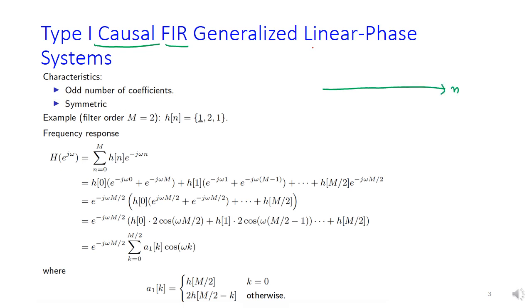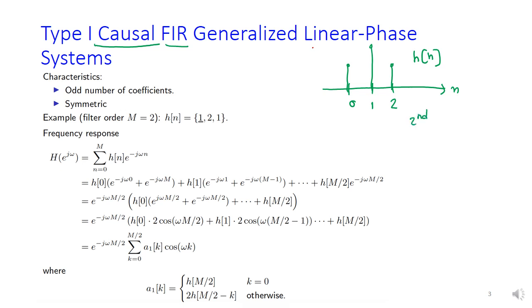This is n. For example, if you start with 0, 1, 2, this is the small thing you could think of. Let's say you have 1, 2, 1. You could see the number of coefficients is odd. If you write the z transform of this h of n, it would be of order 2. So basically, the number of terms plus 1 minus 1 would give you the order. So it's a second order system.